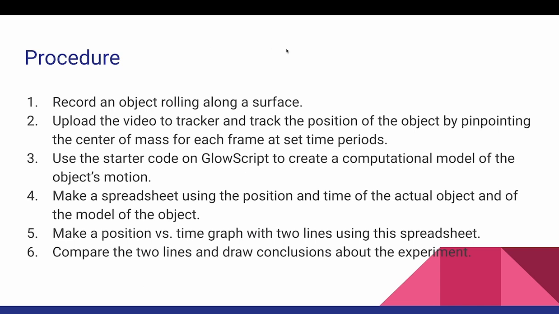So the procedure is to record an object rolling along a surface, then upload the video to Tracker and track the position of the object by pinpointing the center of mass for each frame at set time periods. Then I used the starter code on GlowScript to create a computational model of the object's motion. Then I made a spreadsheet using the position and time of the actual object and of the model. And then with that, I made a position versus time graph using the two lines on the spreadsheet. And I compared the lines and drew conclusions for the experiment.